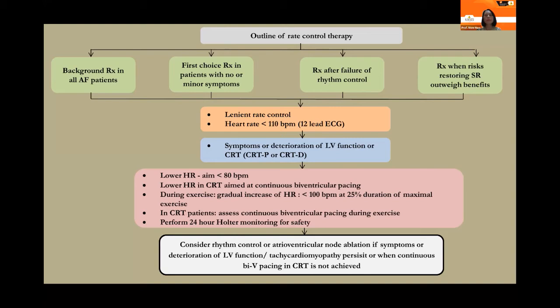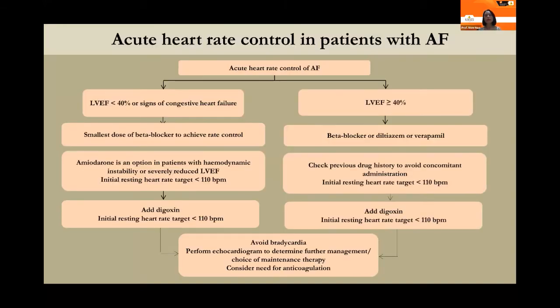So this is a simple algorithm for the initial rate control strategy. The basic is that you need to know whether the patient has the signs and symptoms of clinical heart failure, or has the reduced LVEF. If you don't have the feasibility of the echocardiogram, it doesn't matter, and we can use the chest X-ray to see whether the patient has LV failure or not. If the patient doesn't have the LV failure, you can use the beta blocker or diltiazem or verapamil, the calcium channel blocker, for the rate control approach. And if the initial target heart rate is not achieved, you can add digoxin.